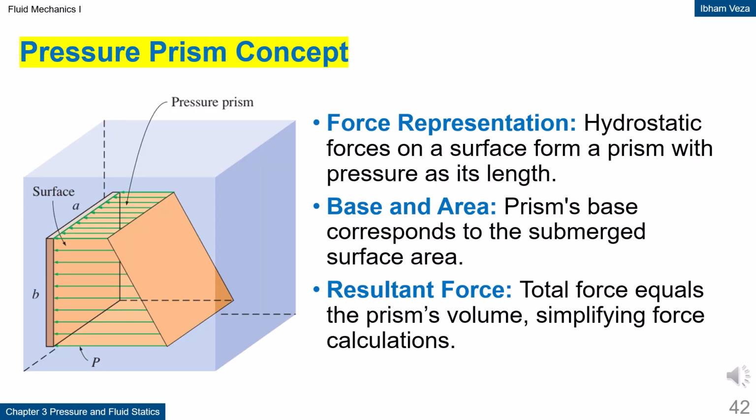Pressure prism concept. The hydrostatic force on a surface can be visualized as a pressure prism. The length of the prism represents the pressure magnitude, while its base is the surface area. The volume of this prism is proportional to the total force acting on the surface. This approach helps explain why force increases with depth. This concept simplifies the visualization of pressure distribution.